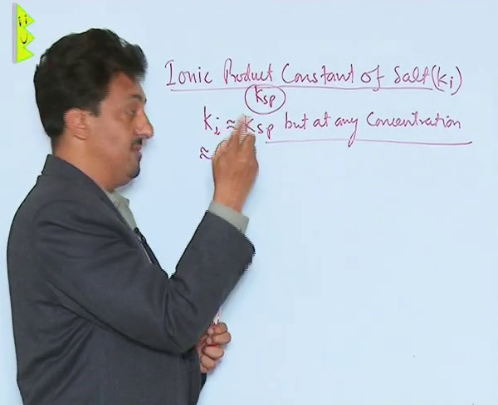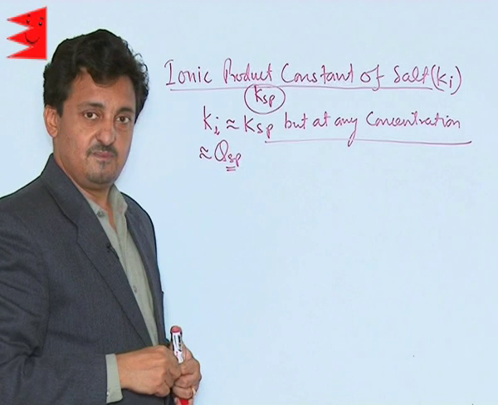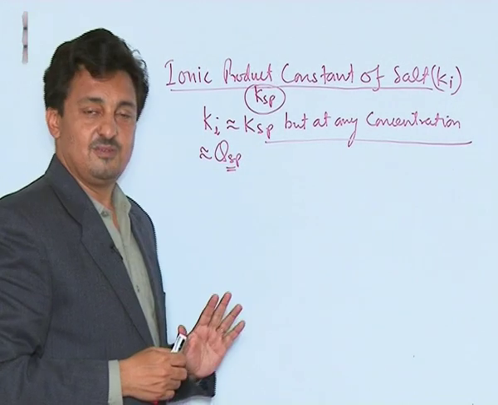At any concentration. You can clearly make out this Ki sometimes also called QSP also, because this is your K equilibrium and this is your reaction quotient. So this is at any concentration.